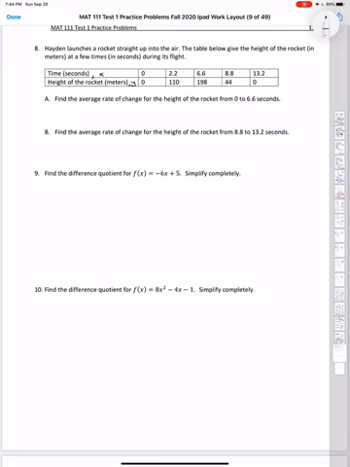You can see in our second data point, we have a time of 2.2 seconds in flight in the air, and its height was 110 meters. 6.6 seconds, 198 meters, 8.8, 44 meters, 13.2, we're back on the ground again. Now it says find the average rate of change for this function. This is a function of time, the height of this rocket.